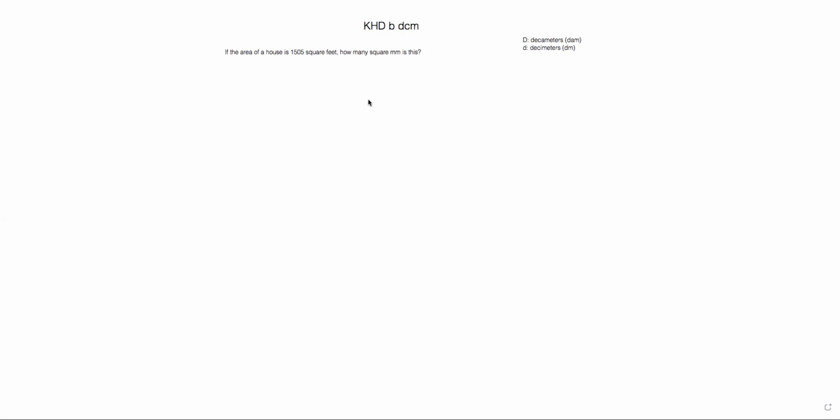So we have a house. The area of the house is 1,505 square feet, and we want to convert this amount into square millimeters. So we need to figure out, first in linear units, things like feet, inches, and all the metric units, how to go from feet into millimeters, and then we're going to deal with the square part of all this. And you'll see exactly what I mean in a minute or so.